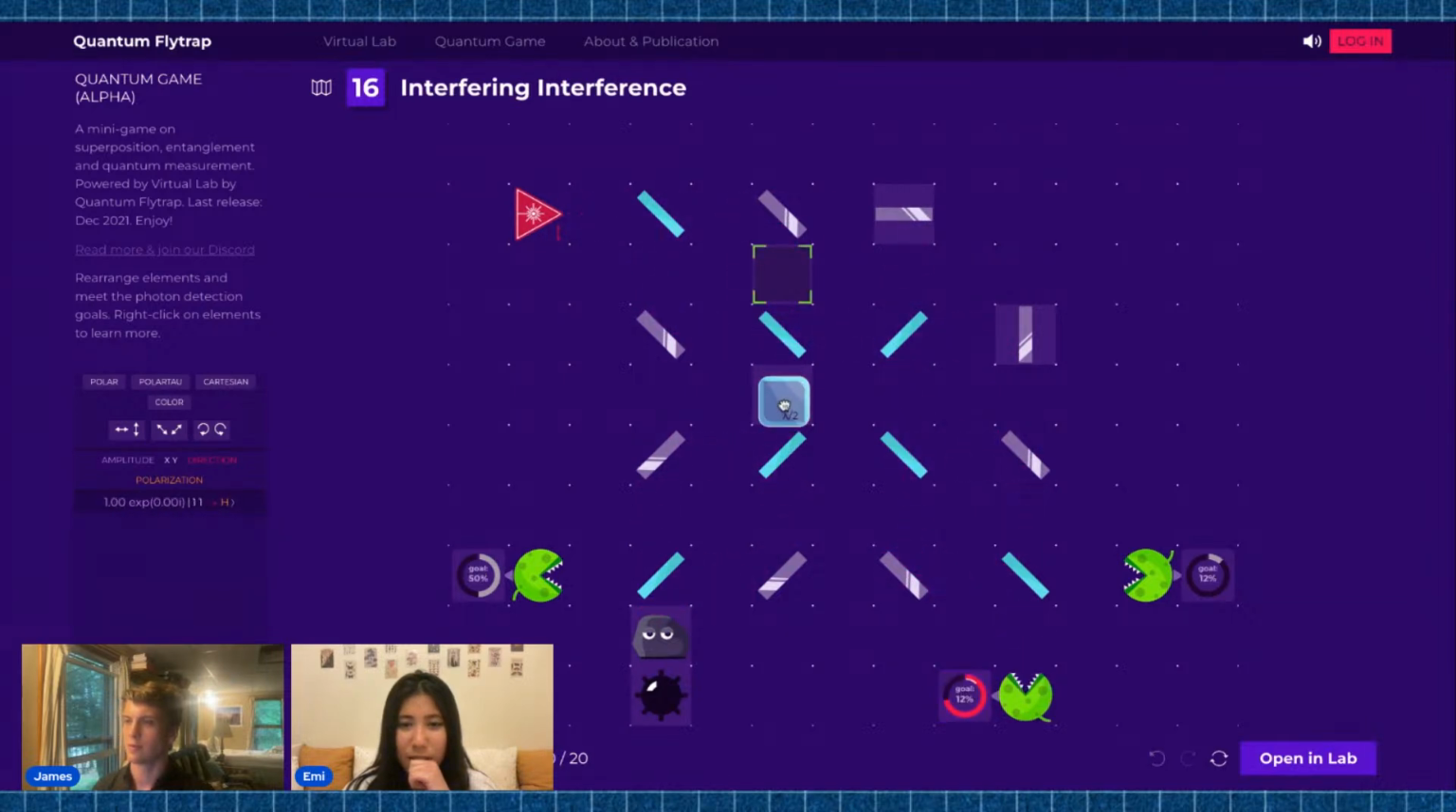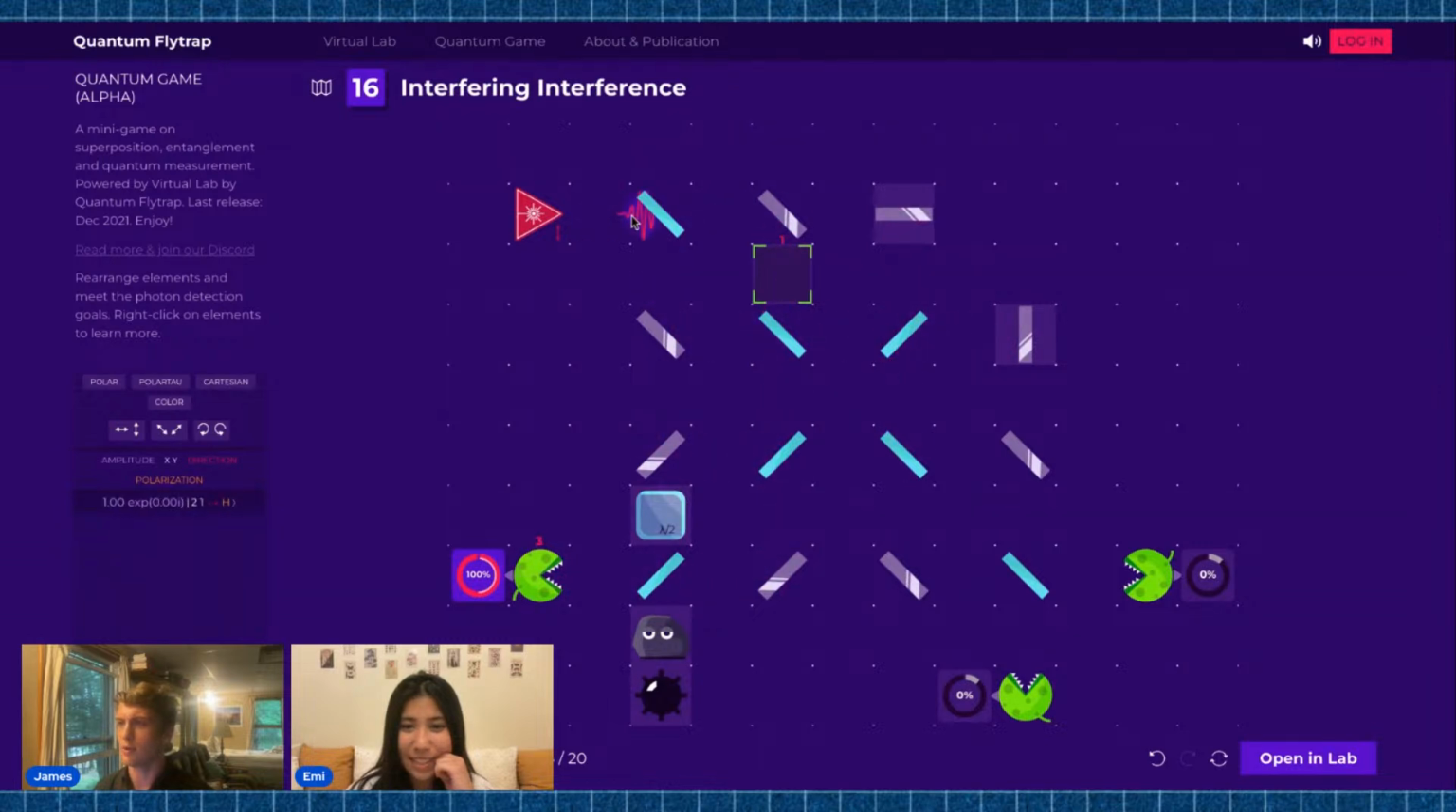Is this going to work? I think we need a phase shift right before it reaches this final beam splitter, so that we can get some of the intensity, some of the photons to the very left. Yeah. Oh, there we go.